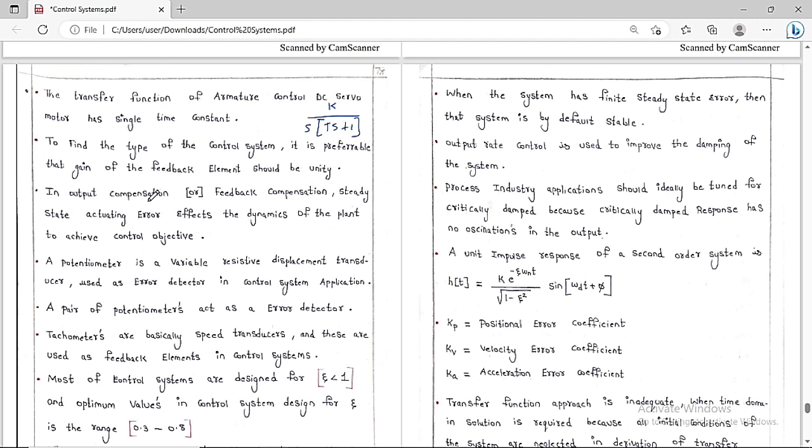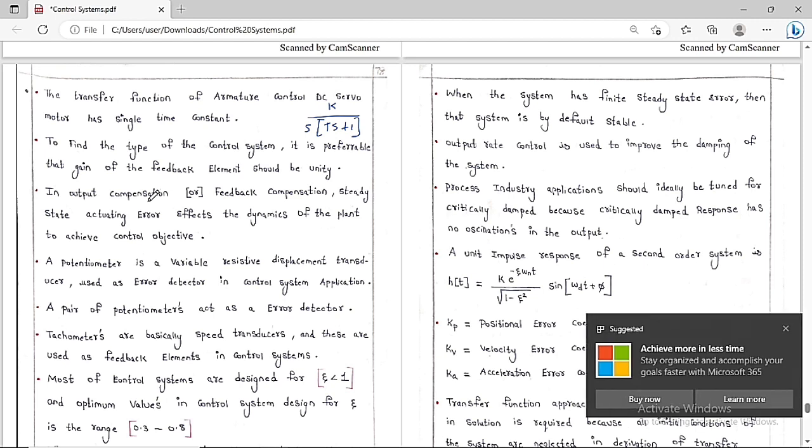So therefore we can say in the output compensation or the feedback compensation, steady state actuating error affects the dynamics of the plant in order to achieve the control objective. So the steady state error affects the dynamics of the plant in order to achieve the control objective, which is that the actual output should always be equal to the desired output.